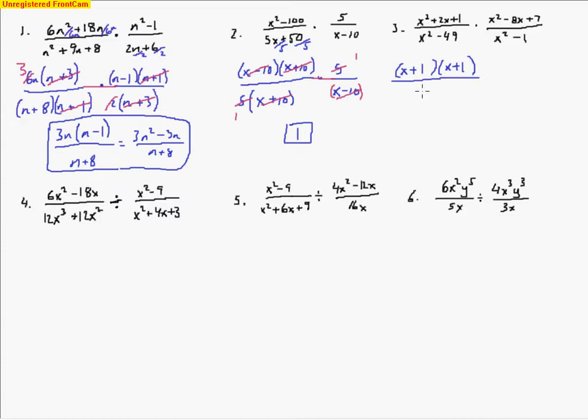Down below, we've got an x squared minus 49. So that's going to factor as two binomials, x minus 7 and an x plus 7. And then we're going to multiply.